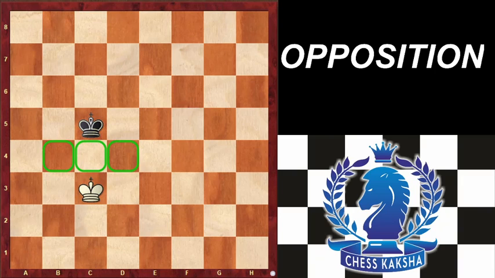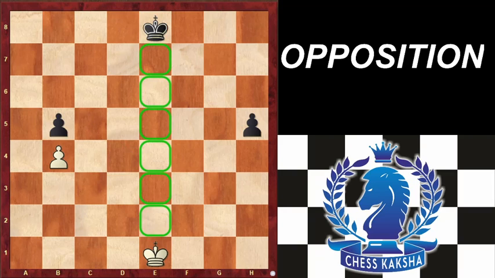Now, white moves king to d3, after which black king comes to b4. Black penetrates into the white position. And if king moves to b3, then black king moves to d4. Again, black penetrates into the white position. In this position, the number of squares between both kings is 6. That is an even number. The side whose turn it is to move will gain the opposition because after his move, the number of squares between them will be odd.